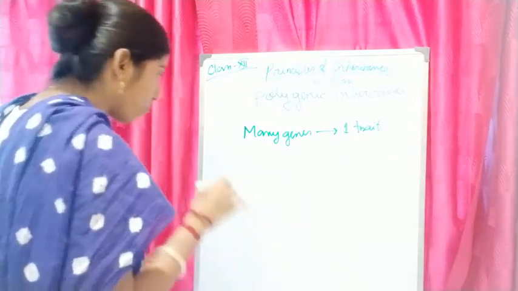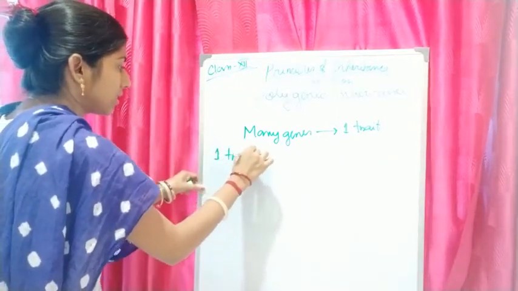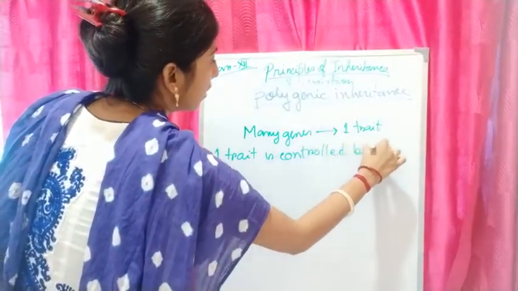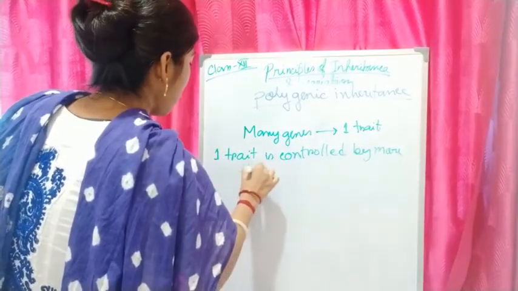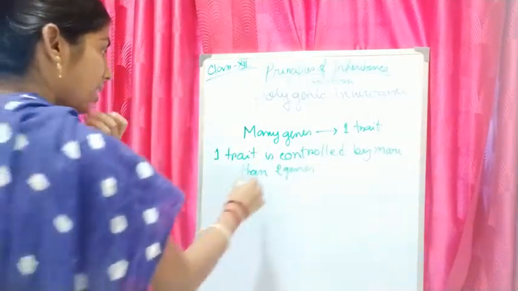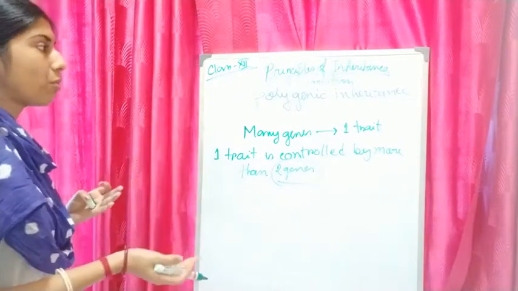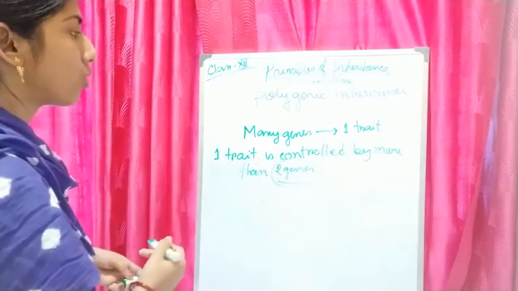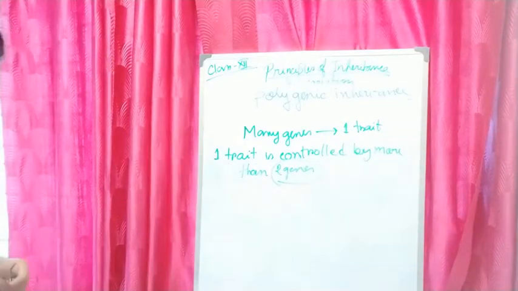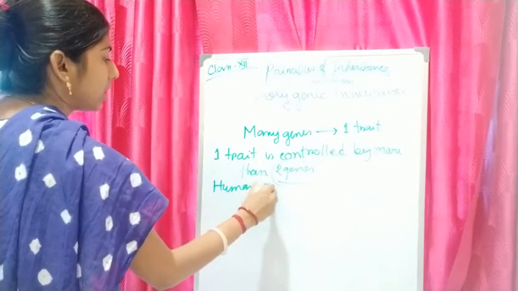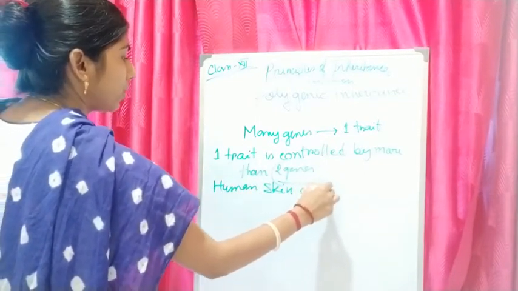So in that case, one trait is controlled by more than two genes. When one trait or one character is controlled by more than two genes, it is just the opposite of the previous one. A good example of polygenic inheritance is human skin color. Human skin color is the good example of polygenic inheritance.